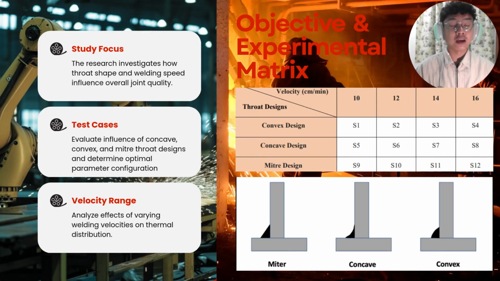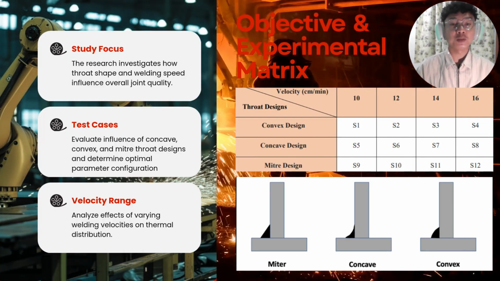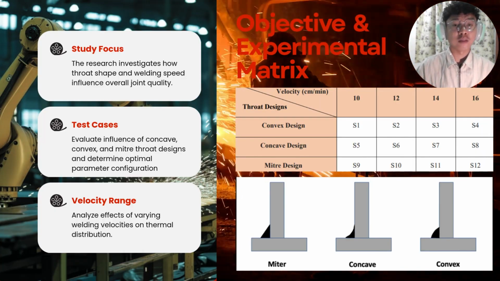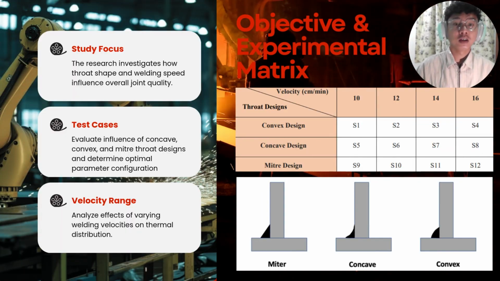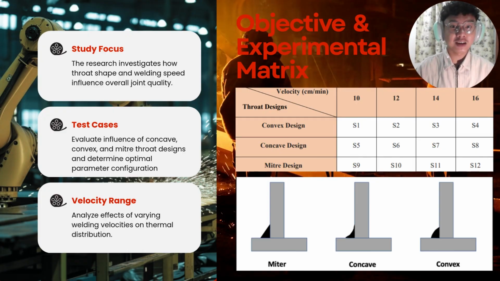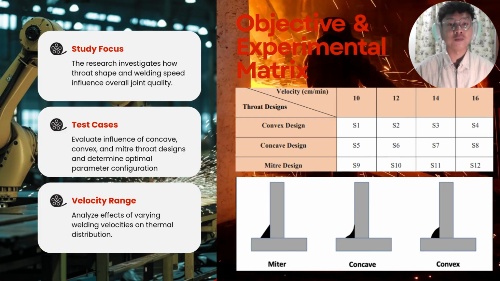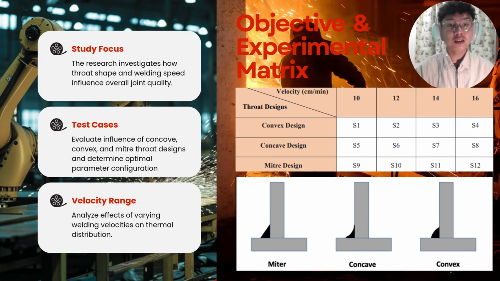Now, if you can see on the screen right now, we are using 12 specimens for the experiment, each having their own sets of parameters. We have three types of throat designs, which are the convex, the concave, and the miter designs, along with four types of velocities ranging from 10 to 16.